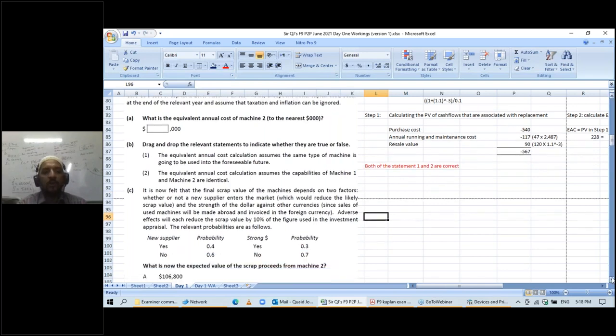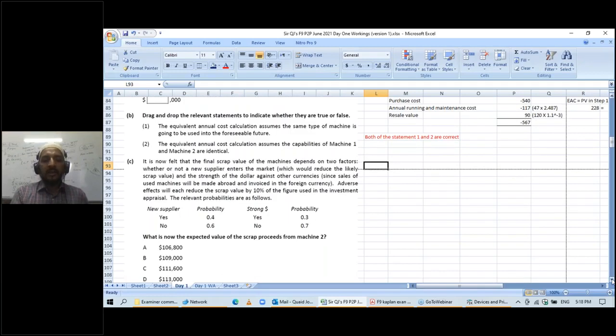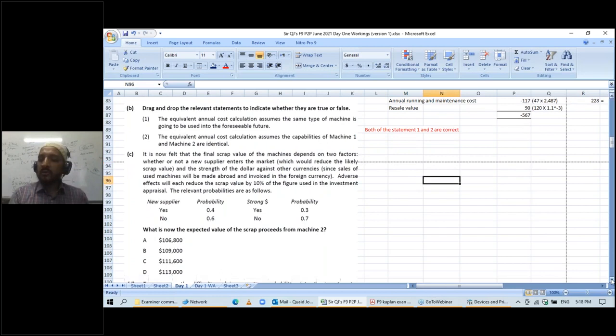Okay, students, let's move on to part C. This is a good question. Please read this requirement. I am giving you around 2 to 3 minutes to read this, and then I will solve it. This relates to the risk and uncertainty portion of this investment decision section.